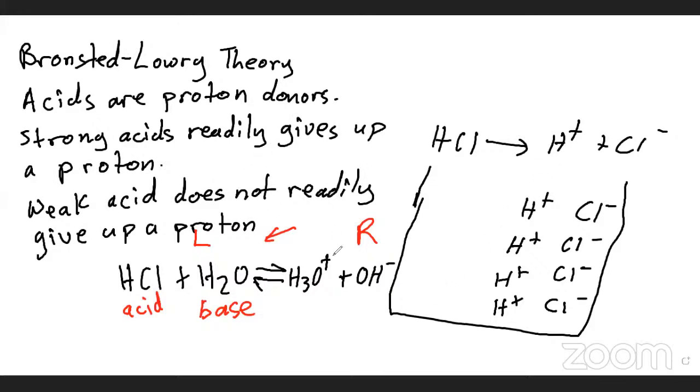So what would happen is the H3O plus would donate the hydrogen back, so you would get back the water. Wait, what am I doing? Sorry, my bad. It's supposed to be Cl minus, not OH minus. Sorry about that. So the H3O plus would donate the hydrogen to the chloride ion. That means this is acting as an acid, so we are going to call it the conjugate acid.